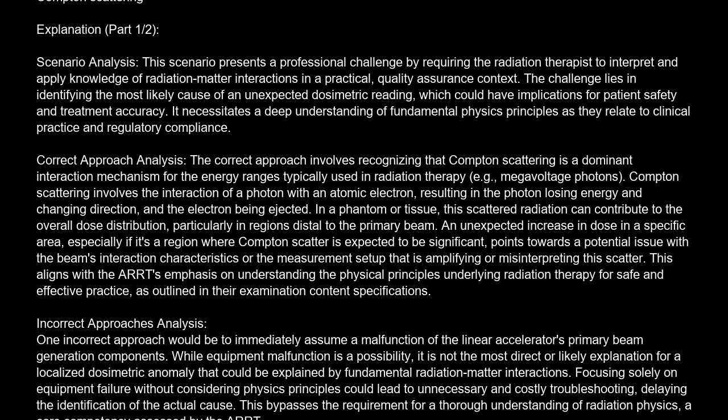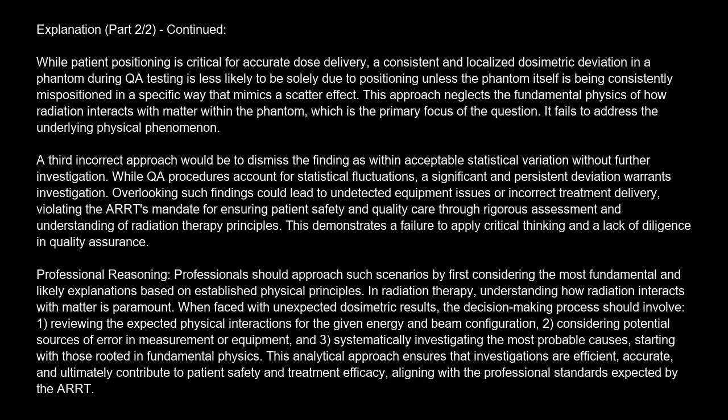This bypasses the requirement for a thorough understanding of radiation physics, a core competency assessed by the AD. Another incorrect approach would be to attribute the anomaly solely to patient positioning errors. While patient positioning is critical for accurate dose delivery, a consistent and localized dosimetric deviation in a phantom during QA testing is less likely to be solely due to positioning, unless the phantom itself is being consistently mispositioned in a specific way that mimics a scatter effect.